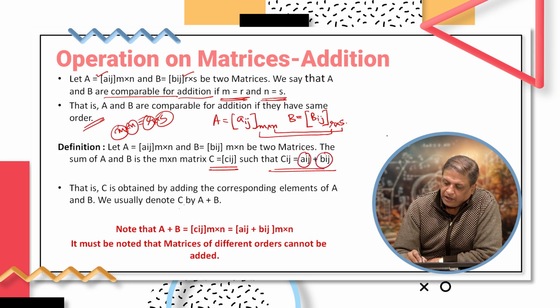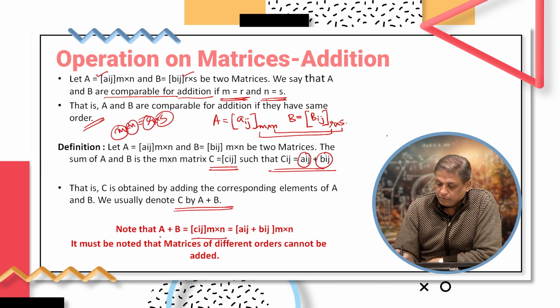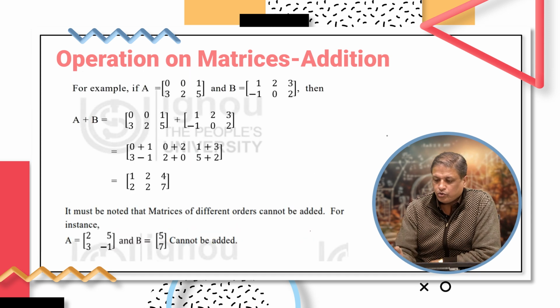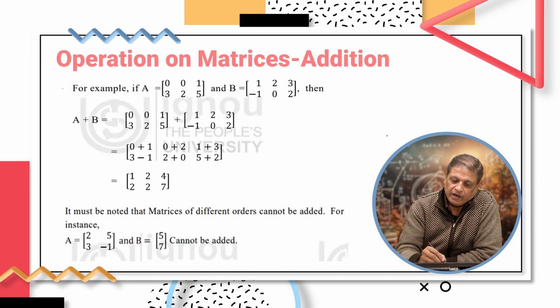So we can obtain the corresponding elements of C by adding the values of A and B, and we will get A plus B is equal to C m cross n, where c_ij is a_ij plus b_ij, m cross n. You will understand this statement when we solve one of the numericals. Now over here there is an example.